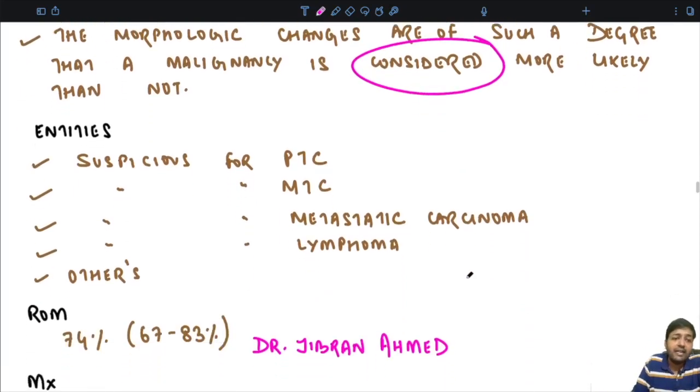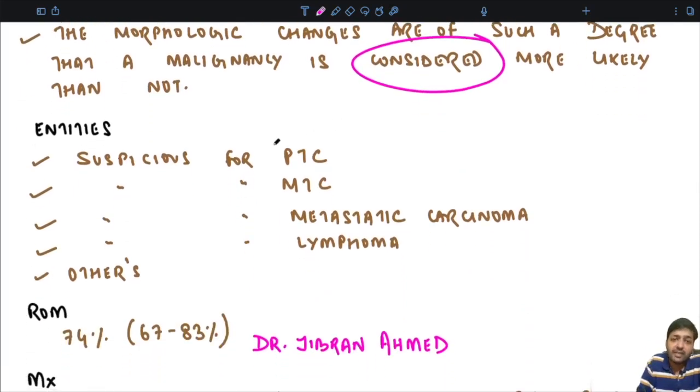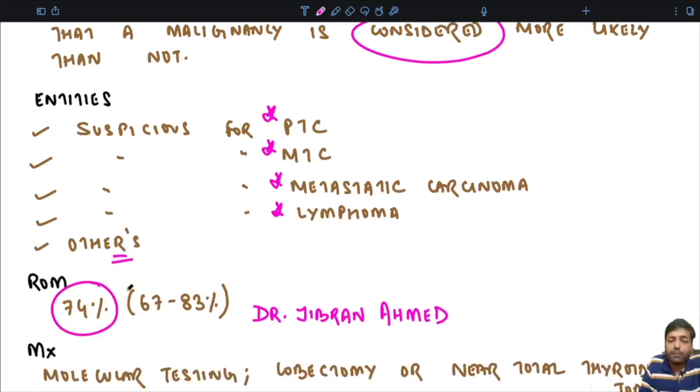So what are the entities that are included over here? Suspicious for papillary thyroid carcinoma, suspicious for medullary thyroid carcinoma, suspicious for any metastatic carcinoma, suspicious for lymphoma or others. What is the ROM under this? 74%. The range is 67 to 83%. What is the management? You can go for molecular testing and you can go for lobectomy or near total thyroidectomy.